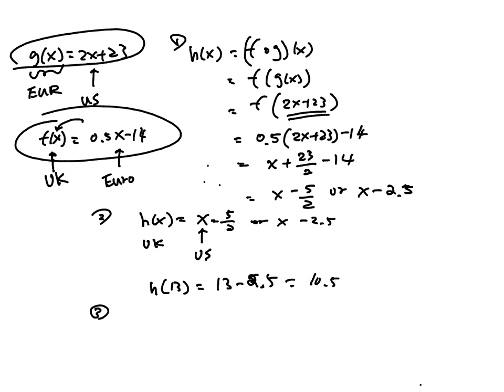Number three, find the US size if UK is 13.5. So this just means I got 13.5 equals x minus 2.5. So solve for x. X is 13.5 plus 2.5, which is 16. That's pretty big. Okay. All right. Sounds like a plan. Again, this will hopefully get you to scratch the surface of operational functions.